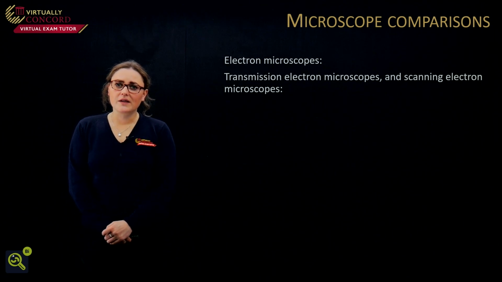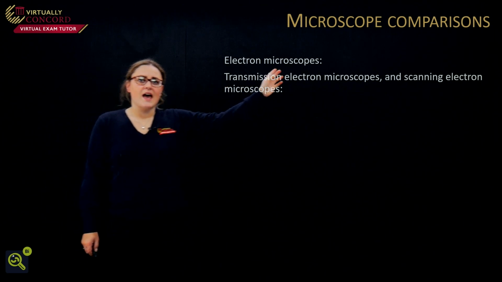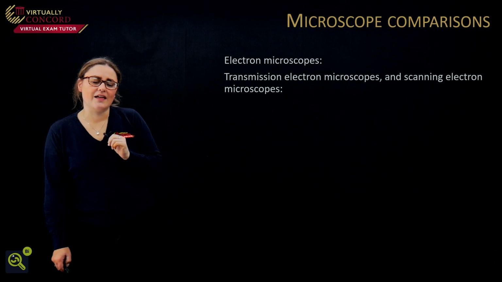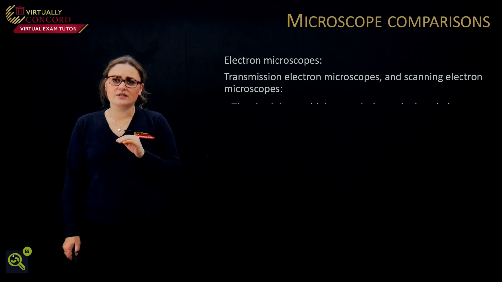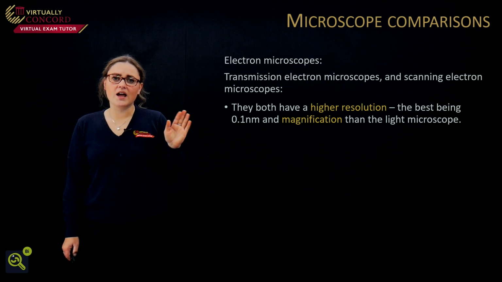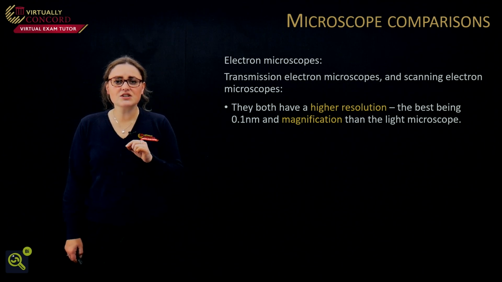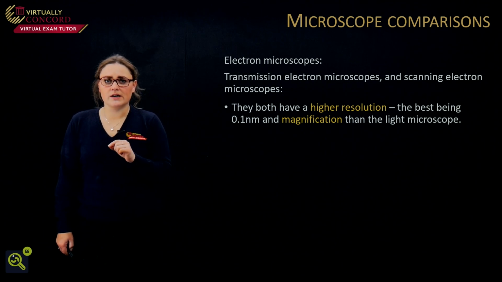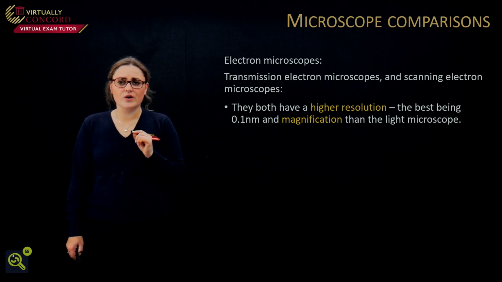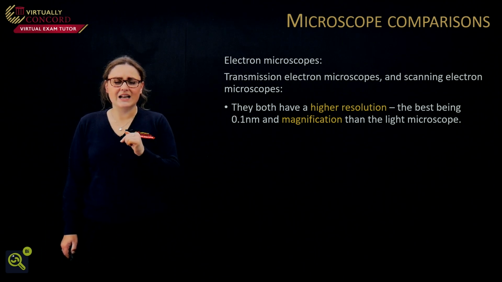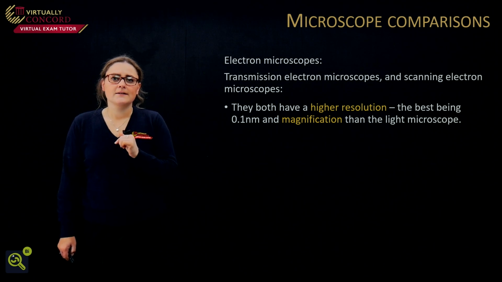So there are 2 that you need to know about: the transmission and the scanning, and we're going to have a look at these in more detail. First, a little overview. In general, they both have a higher resolution and a higher magnification than an optical microscope. The higher resolution here being about 0.1 nanometers, and we'll come on to exactly what resolution is in a minute.